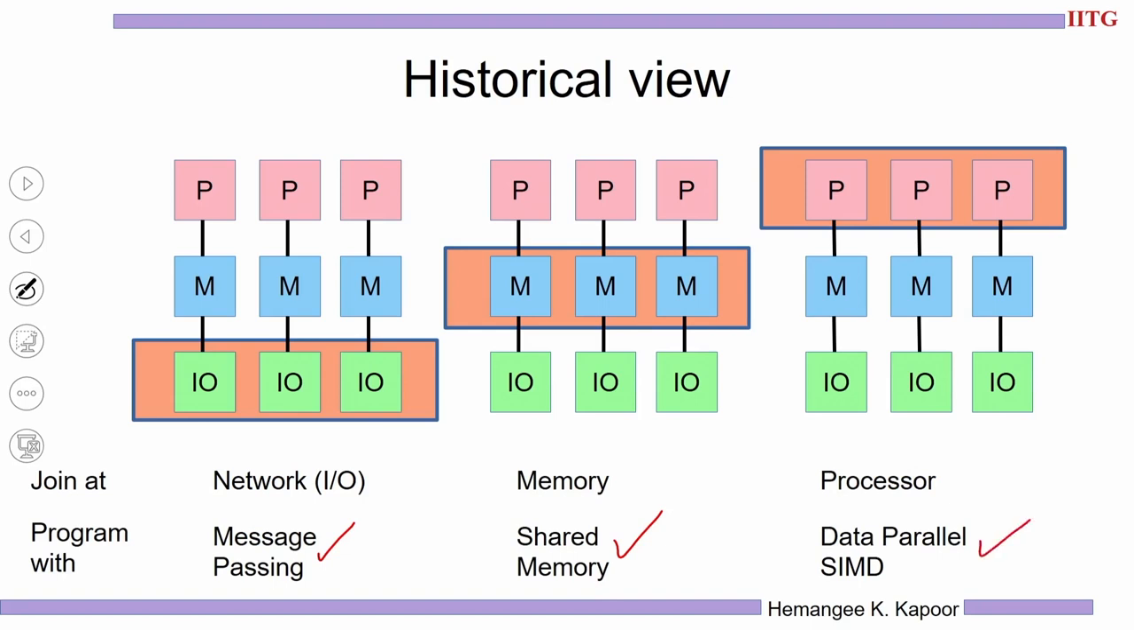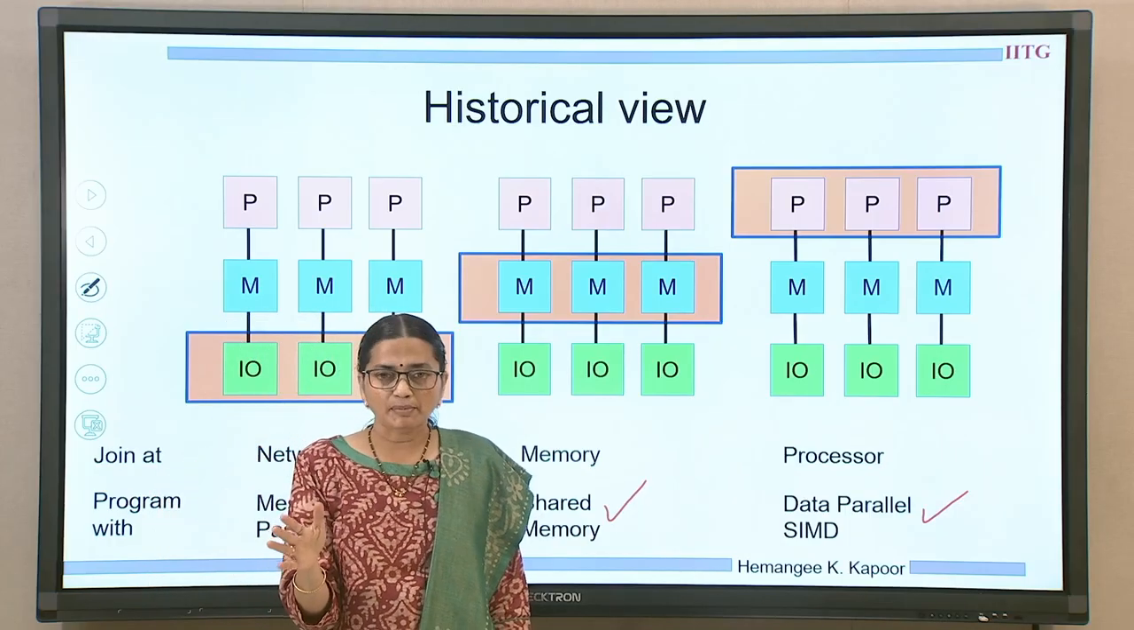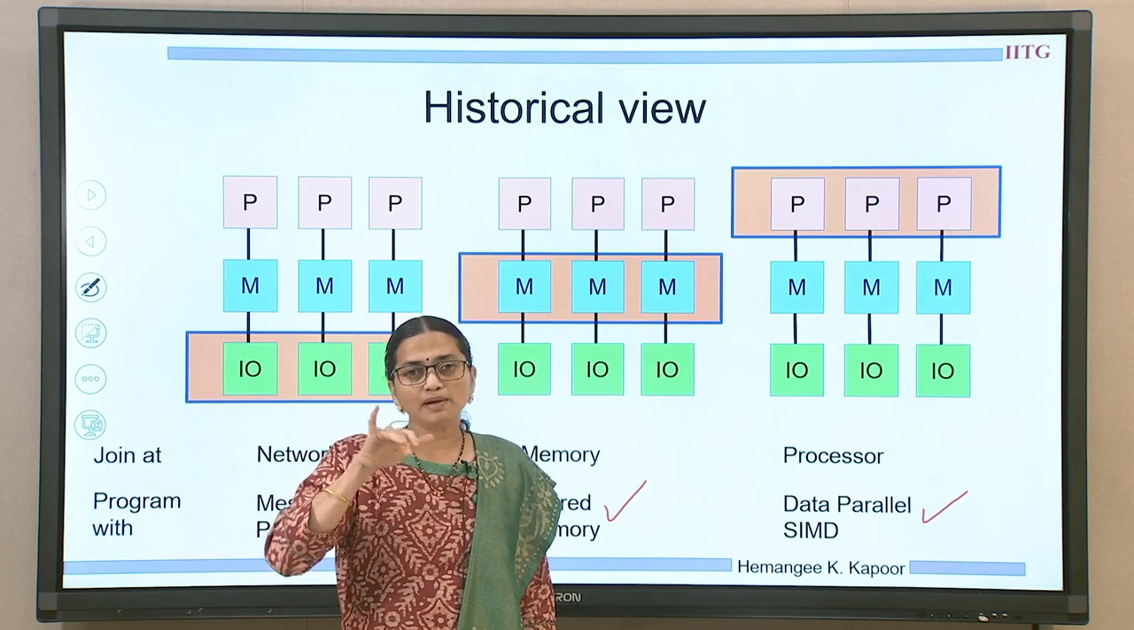on different data. Hence, it is a data parallel or SIMD type of program that will run on the third system. So that is the historical view, in the sense that a message passing program will be running on a system which joins at the IO. A shared memory program will run on a system which joins at the memory. And if you see, the joining points are different.